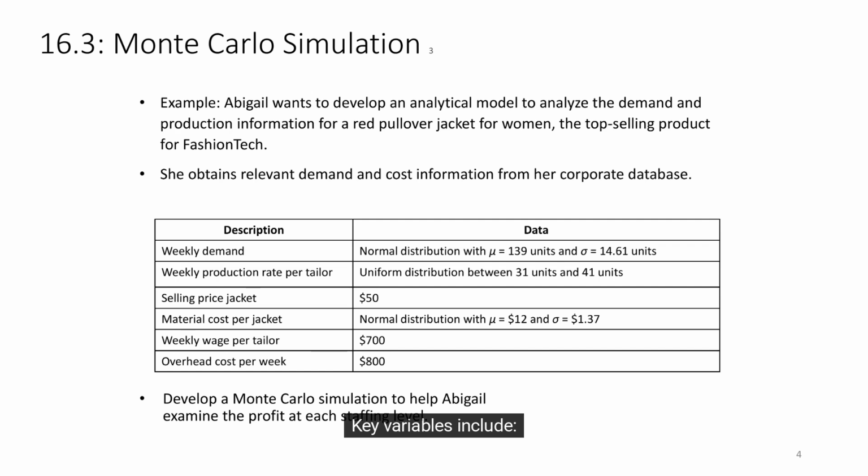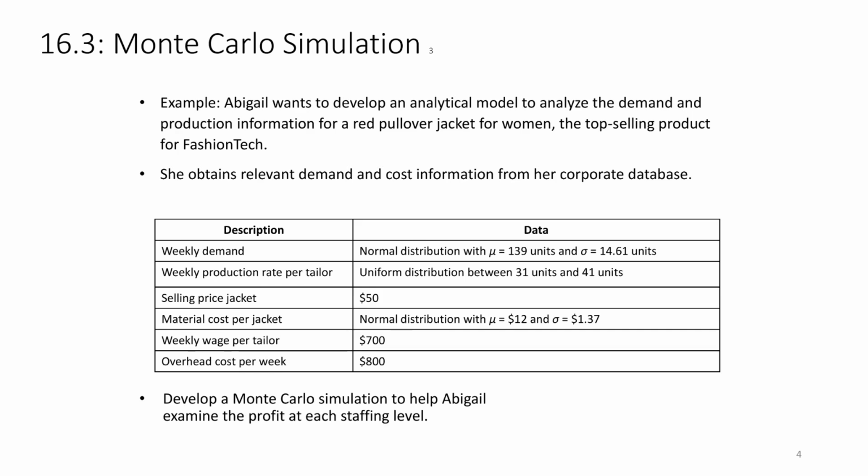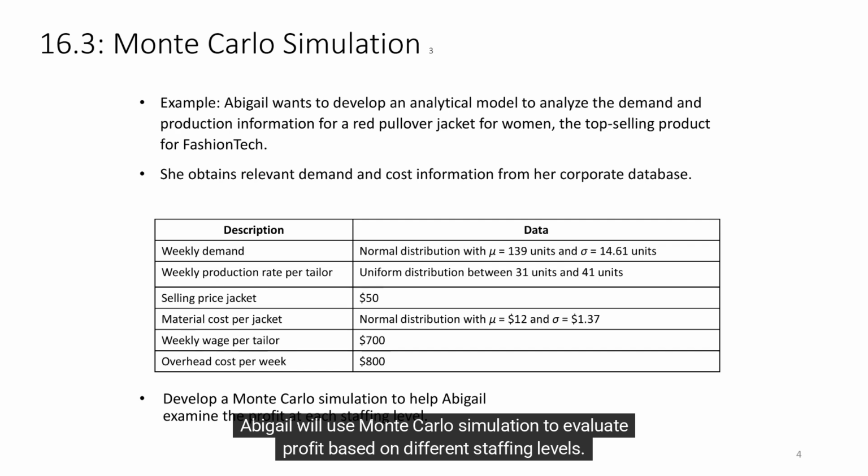Key variables include selling price per jacket, depicted as R, number of jackets sold, depicted as D, fixed overhead costs, depicted as F, variable costs per jacket, depicted as V, materials and wages. Abigail will use Monte Carlo simulation to evaluate profit based on different staffing levels.